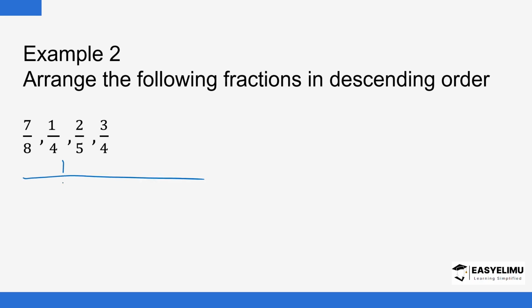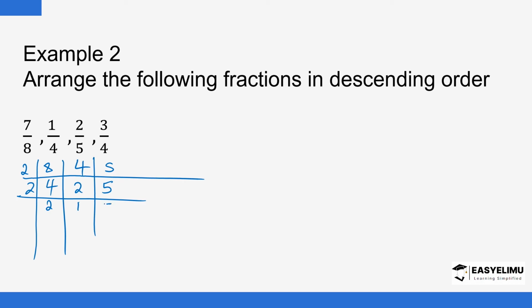So the denominators, I have 8, 4, and 5. I start with 2. 2 divides 8 four times, and 5 is not divisible by 2, so just write it there. 2 again: 4 divided by 2 is 2, 2 divided by 2 is 1, and 5 is not divisible by 2. Again, 2, 1, 1, 5 is not divisible by 2, so 5. So 1, 1, 1.